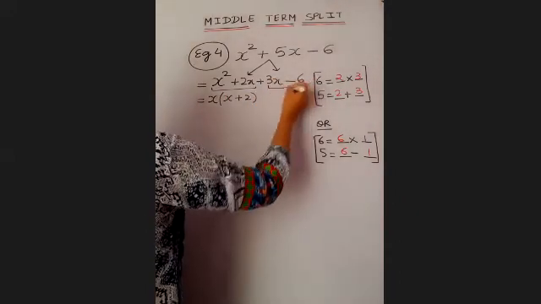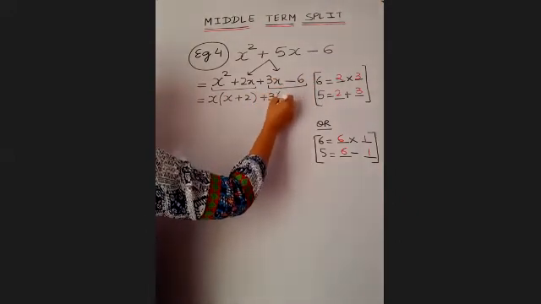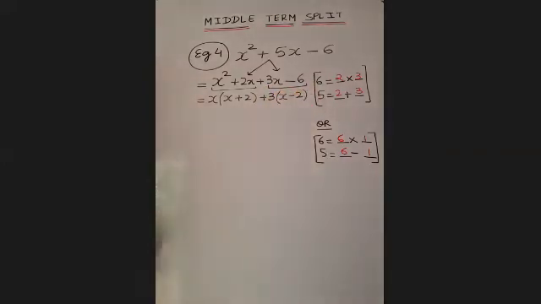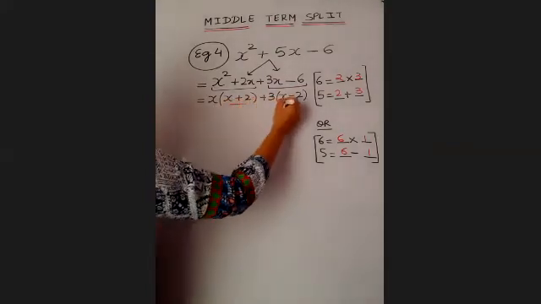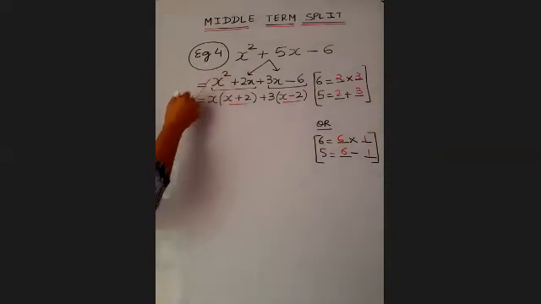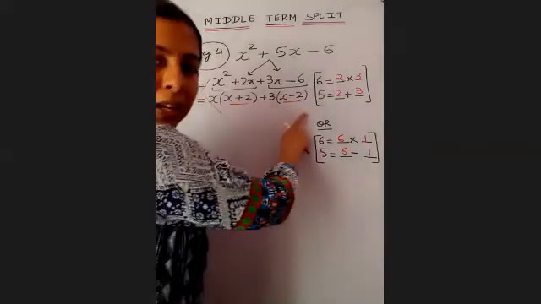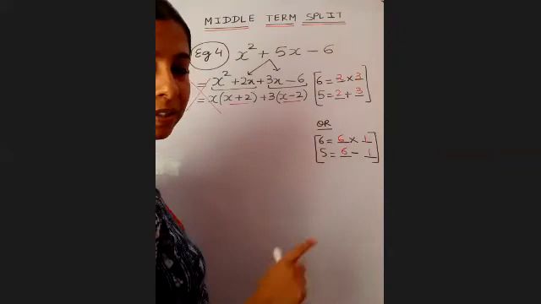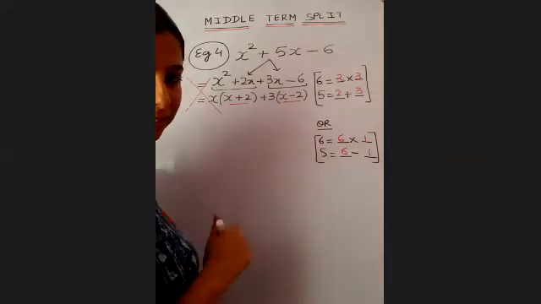From here, what can be taken common? 3. Now see, are these two brackets coming out to be the same? No, ma'am. This is a wrong method. Here at this step, you will realize that both the brackets are not the same. So this is a wrong method.